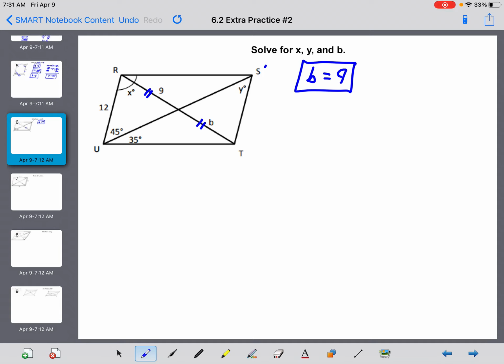Next, we are going to look at our parallel lines cut by our transversal, and we know that this would be 35 degrees, and that Y would be 45 degrees. So angle Y is equal to 45 degrees.